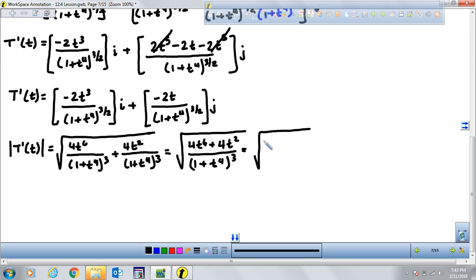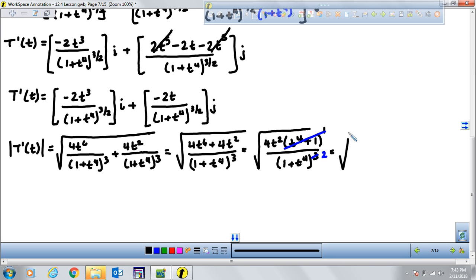We can factor a 4t squared. If I factor the 4t squared, we're left with t to the fourth plus 1 over 1 plus t to the fourth raised to the third. This is the same as this, right? So that's 1, that's 3. So I can reduce this with one of these, so we're left with 2 on the denominator, right?